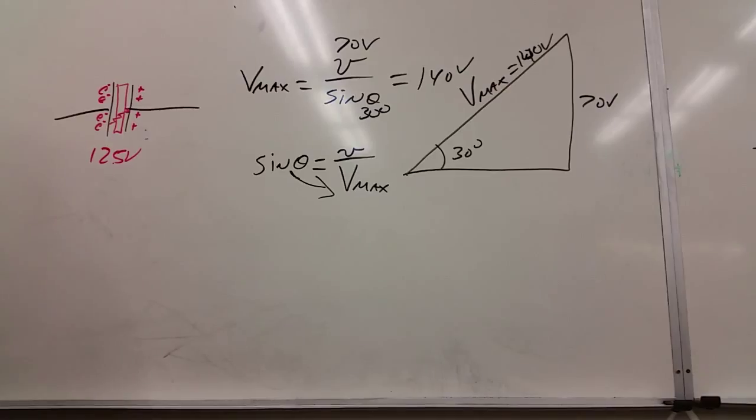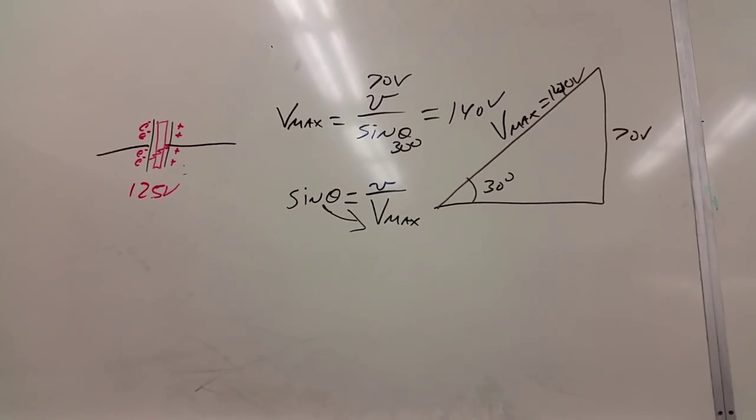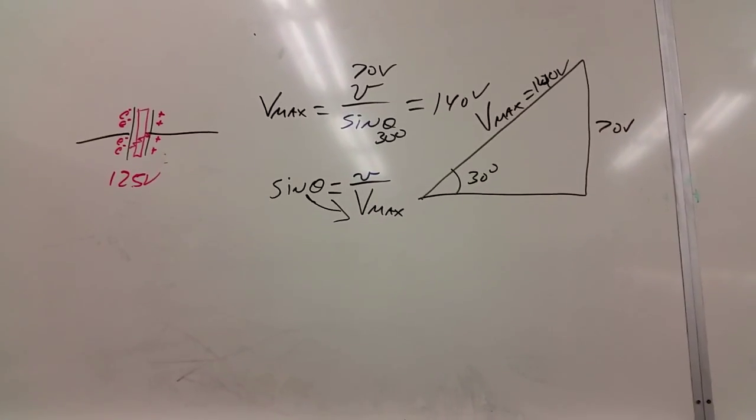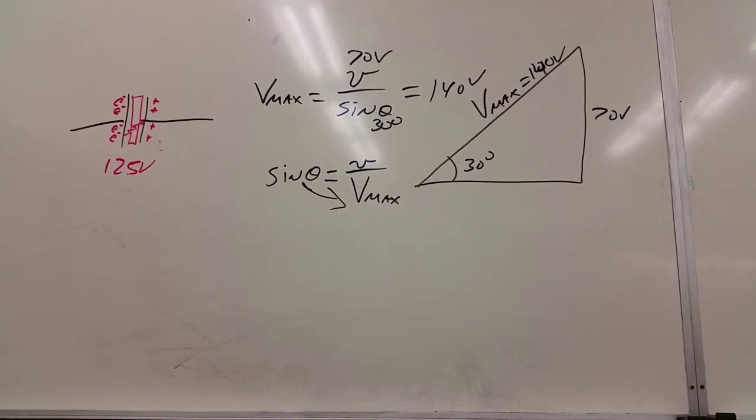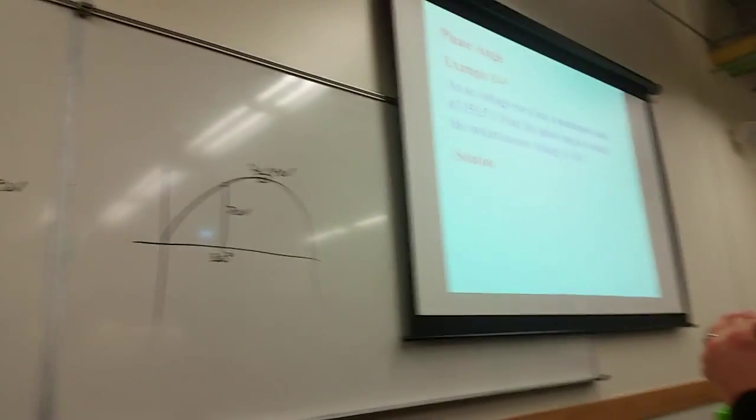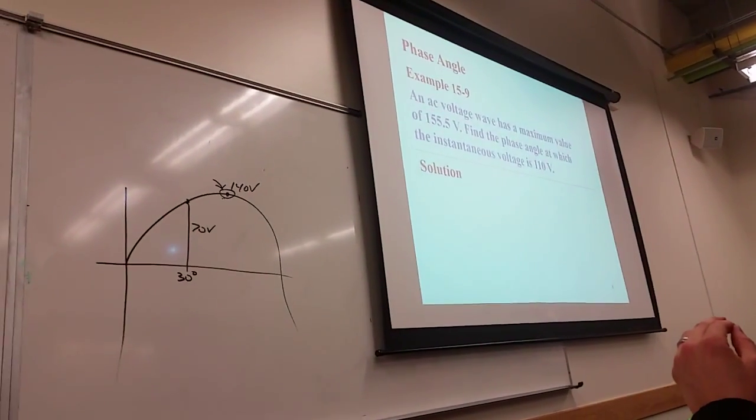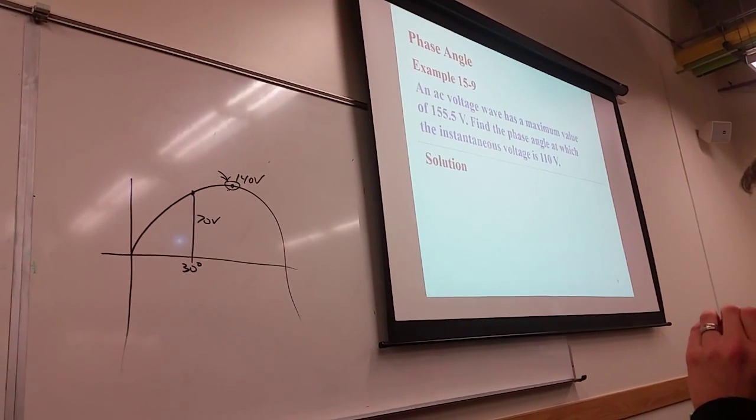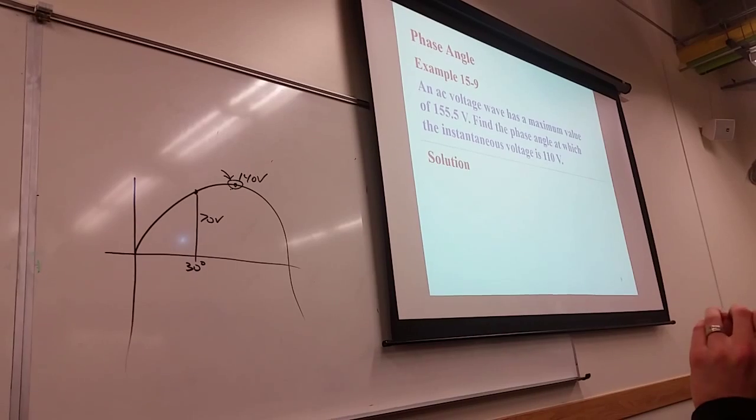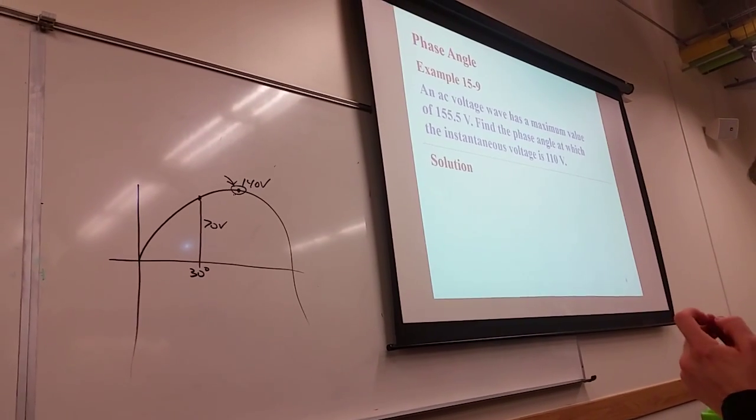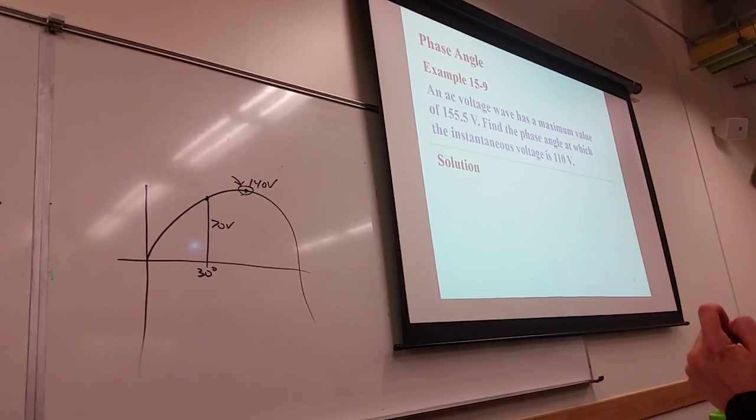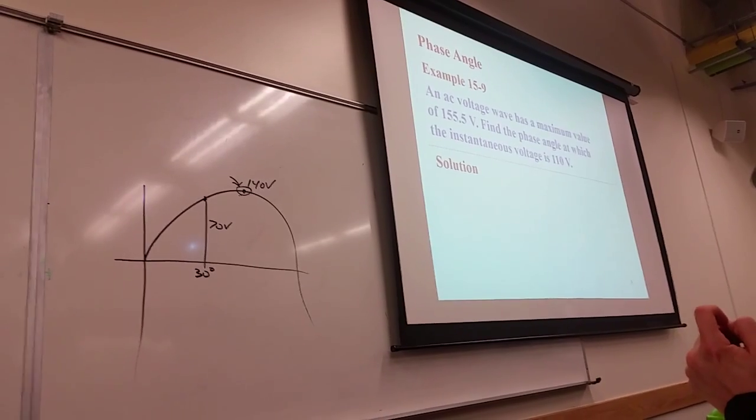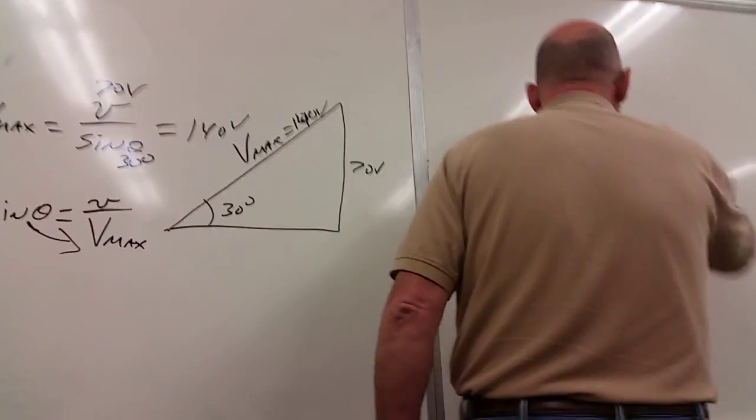So in this case, it won't work, will it? Okay, so it says an AC voltage has a maximum value of 155 volts. Find the phase angle at which the instantaneous voltage is 110. We'll probably do this one here. You've probably seen it before.